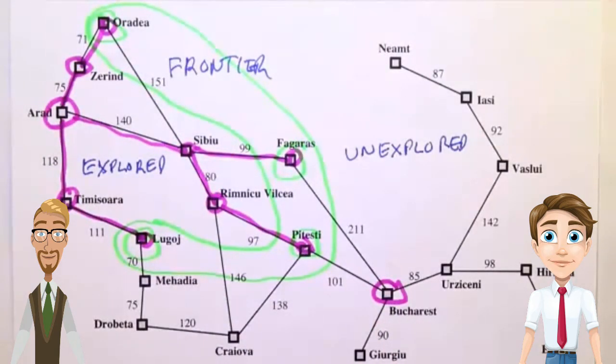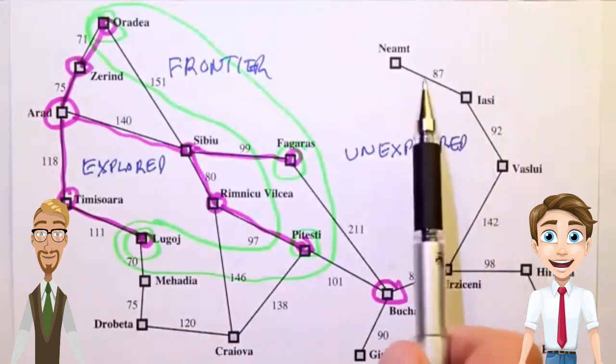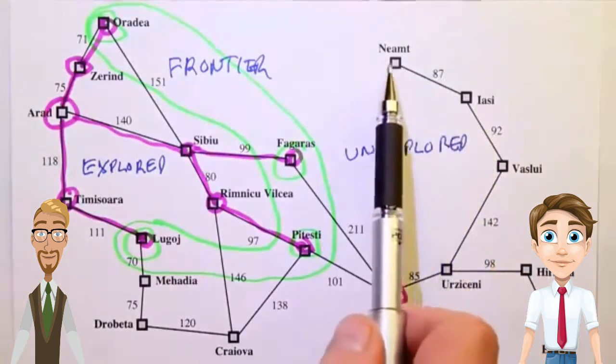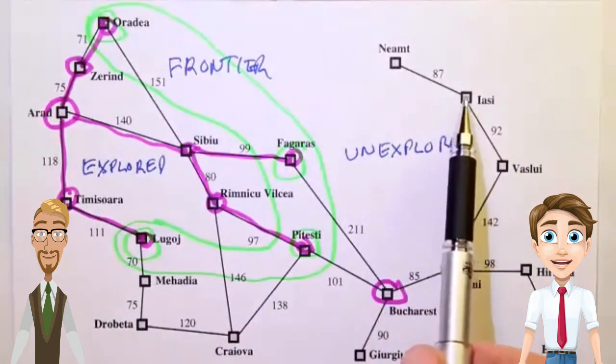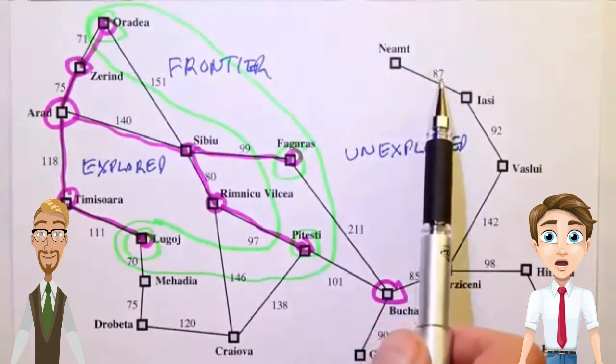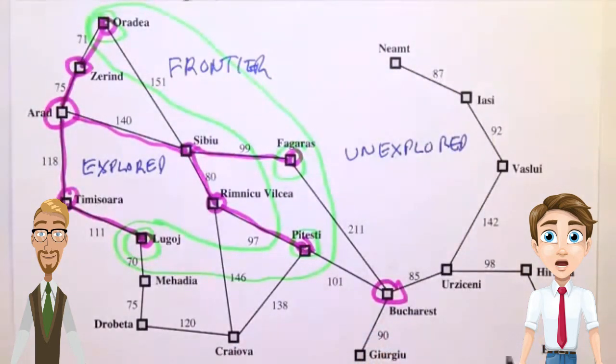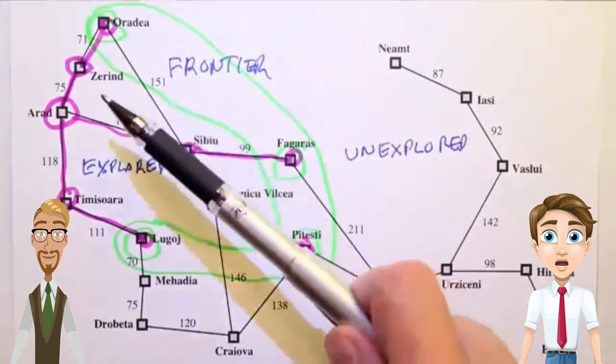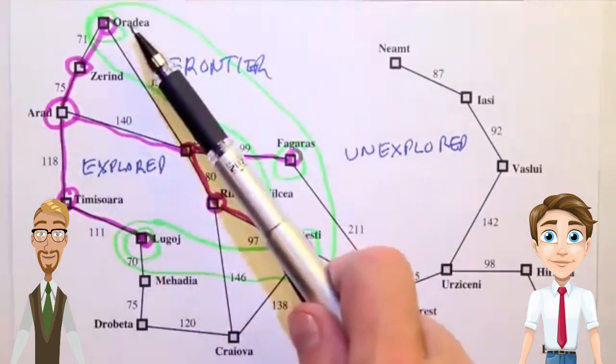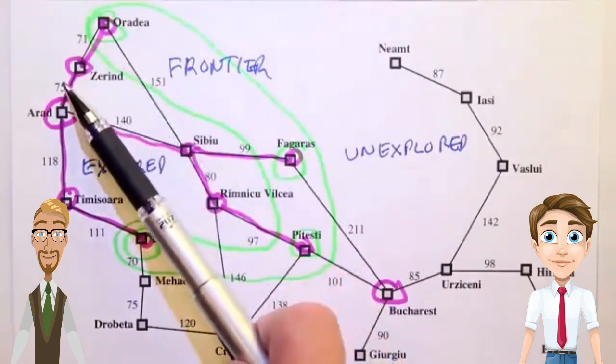One more thing. In this diagram, we've labeled the step cost of each action along the route. So the step cost of going between Neamt and Iasi would be 87, corresponding to a distance of 87 kilometers. And then the path cost is just the sum of the step costs. So the cost of the path of going from Arad to Oradea would be 71 plus 75.